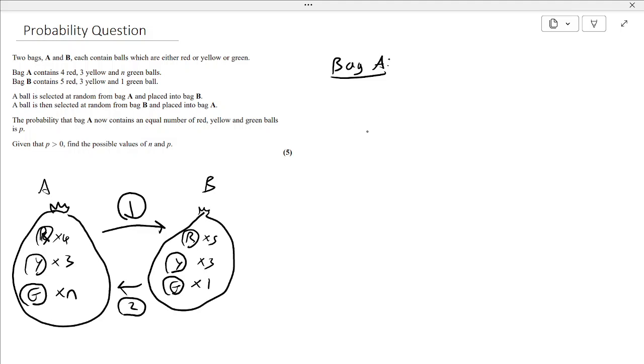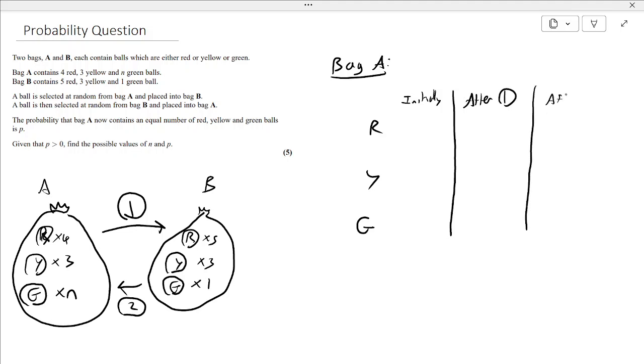Okay. There are red, yellow, and green. And I'm going to go initially, how many of each are there? Then I'm going to go after the first swap, how many are there? And then after the second swap. Okay, so initially inside bag A, 4, 3, N. What happens with each swap is we either lose a ball from bag A or we gain a ball from bag A. So one of these numbers will change by 1.